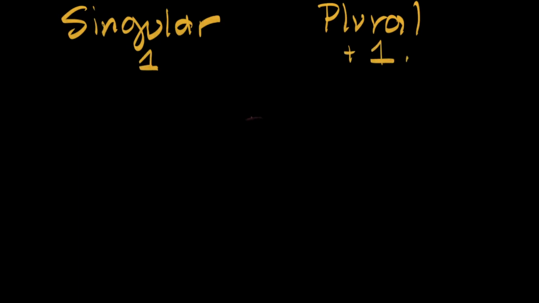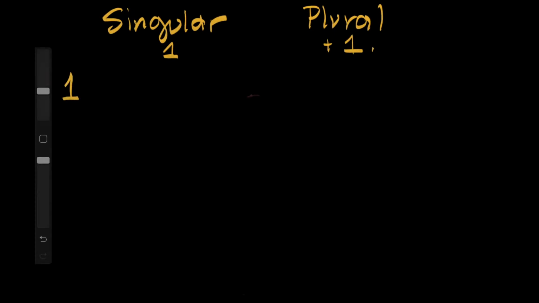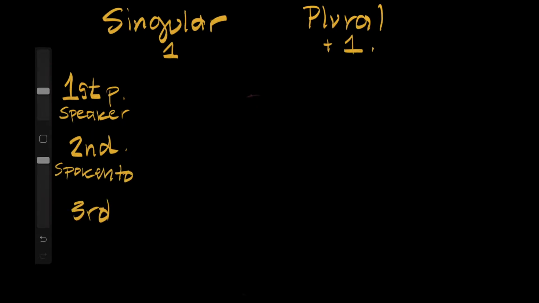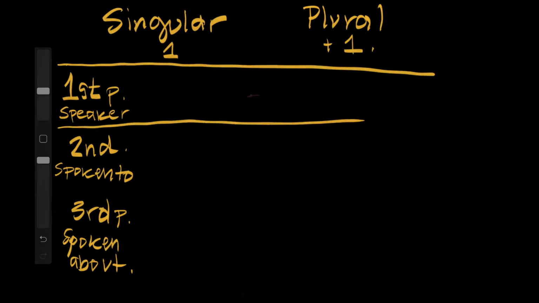So let's take a look at subject pronouns in Spanish. First, we have singular subject pronouns, which means no more than one person is doing the action. And then we have plural subject pronouns, which means more than one person is doing the action. So besides singular and plural subject pronouns, we also have to divide them by point of view. So we have the first person, which refers to the speaker or speakers. We have the second person, that is the person that is being spoken to. And the third person, the person that's being spoken about.